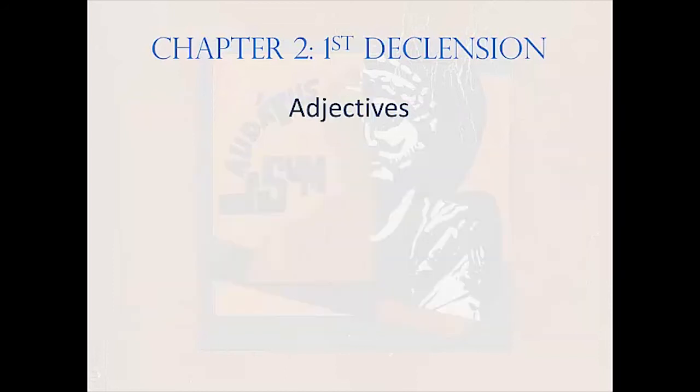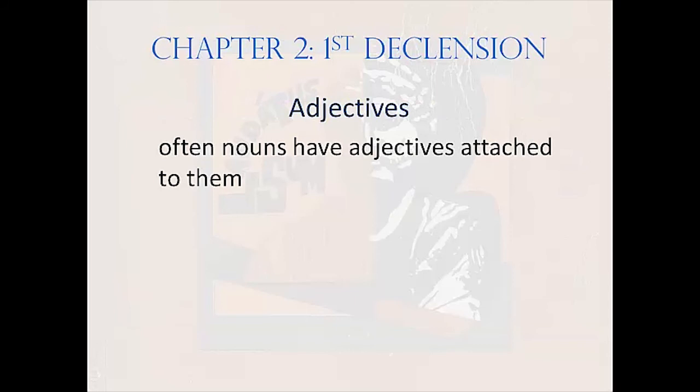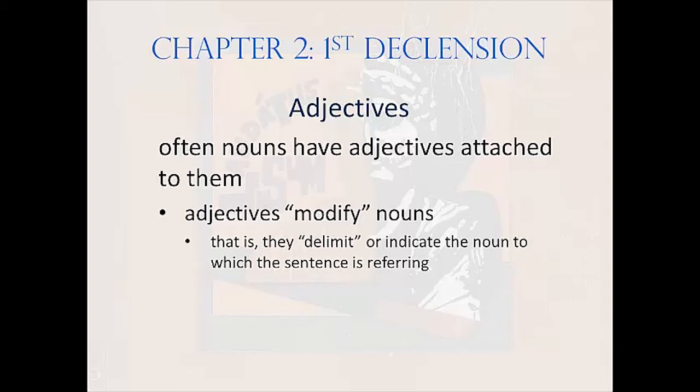Finally, let's look at adjectives, because nouns often have adjectives attached to them. Adjectives are a part of speech, and the function of adjectives is that they modify nouns. Modify is the term grammarians use when they mean an adjective delimits the meaning of a noun. That is, it indicates which particular noun out of a group is being referred to. We'll explore adjectives more later in the class, but for right now, let's just say this much.